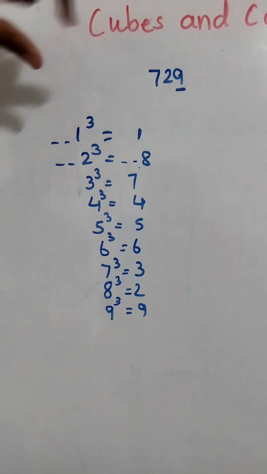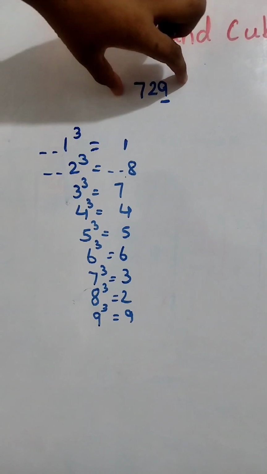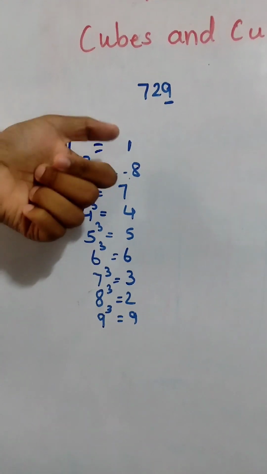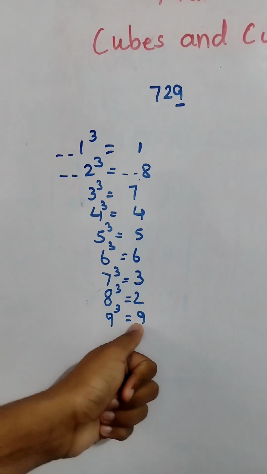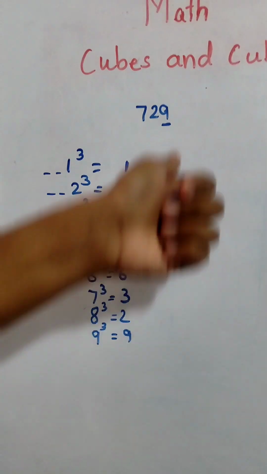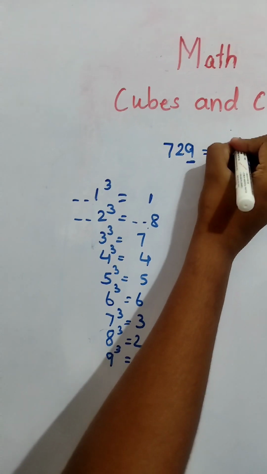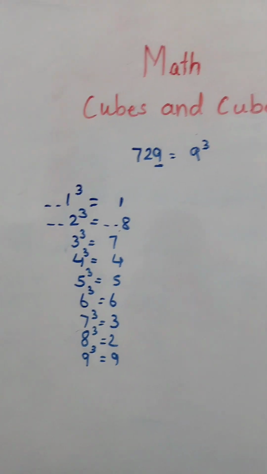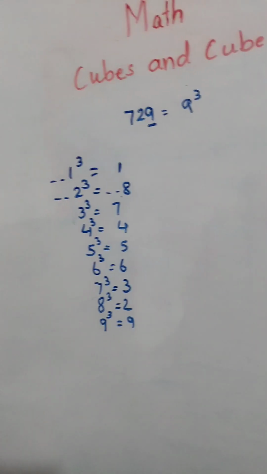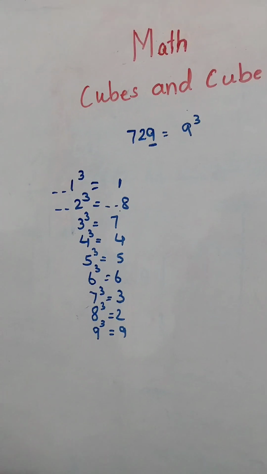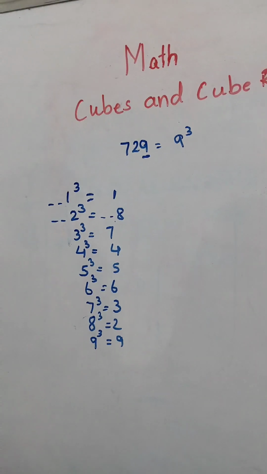Okay, so now let's see what the last digit of this number itself is. As we can see through this list, there's only one place where it has a 9 at the end, which means this number is the cube of something which has a 9 at the end. Actually it's just 9 cubed, and the number is equal to 9 cubed. 10 cubed is 1000, by the way, just saying.